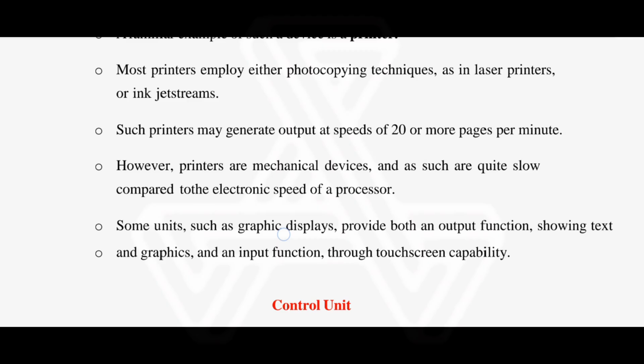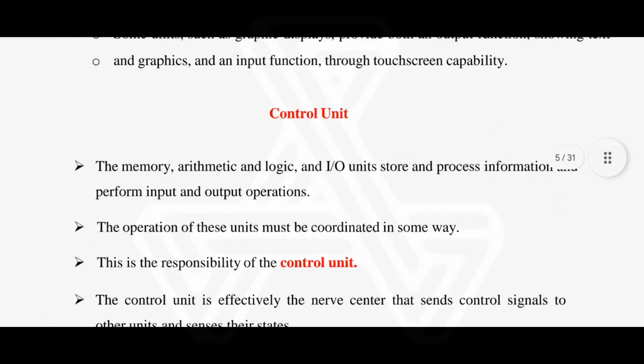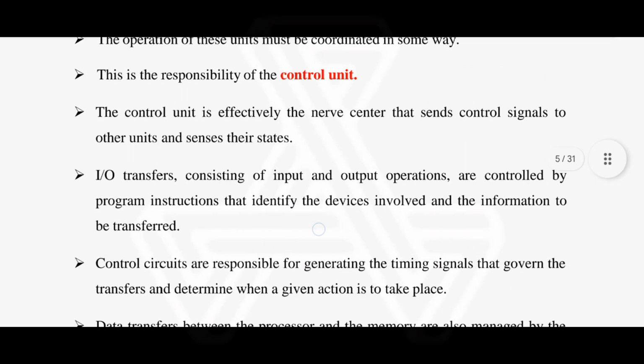Some units, such as graphic displays, provide both an output function, showing text and graphics, and an input function through touchscreen capability. Control unit. The memory, arithmetic and logic, and IO units store and process information and perform input and output operations. The operation of these units must be coordinated in some way. This is the responsibility of the control unit. The control unit is effectively the nerve center that sends control signals to other units and senses their states.